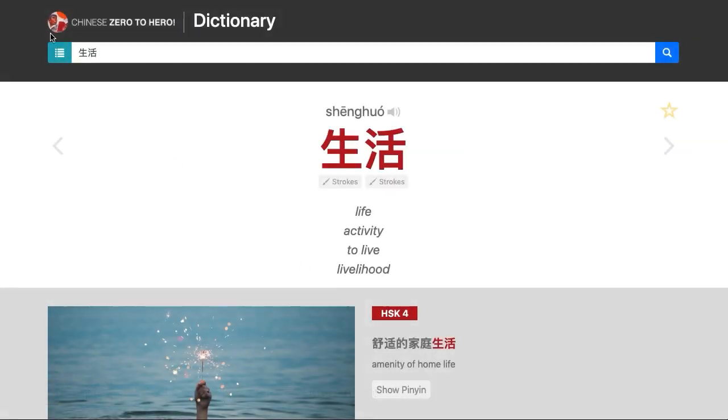If you were to go to Chinese Zero to Hero's dictionary, you can type in the word 生活, and you can see that the definitions include life, activity, to live, and livelihood. So the interesting thing about the word 生活 is that it can be a verb, meaning to live.